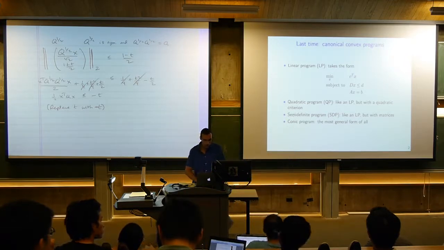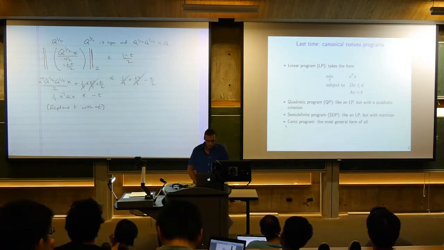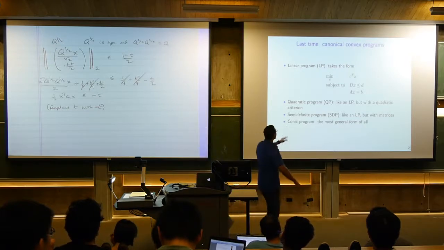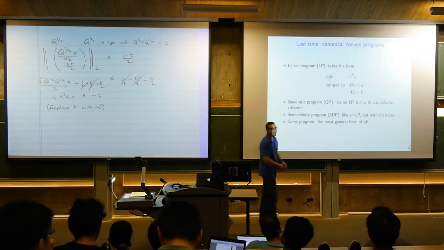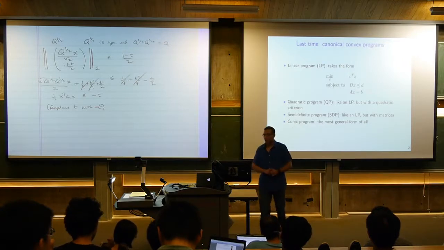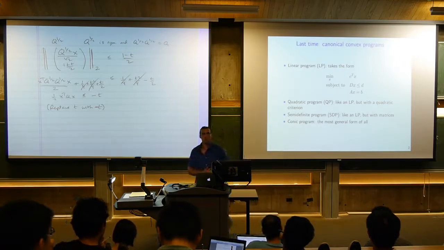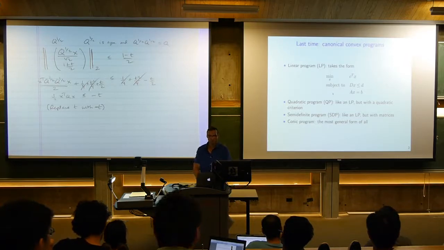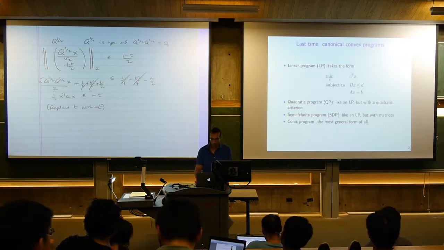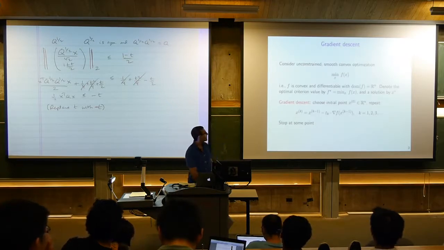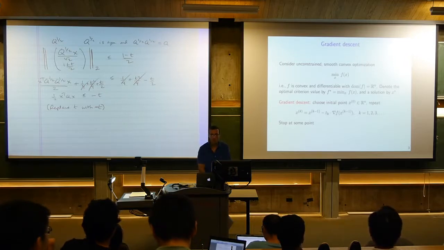To solve general form LPs, general form SDPs, or even QPs, we are not going to be able to do that until we talk about interior point methods. We can solve special cases of these with first-order methods, but not all of them. Hopefully that'll become clear in a bit. So we're going to talk about unconstrained smooth convex optimization today.